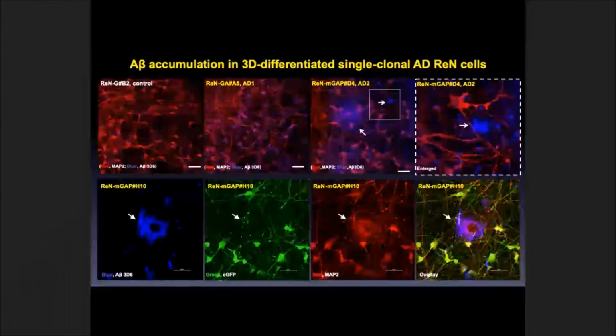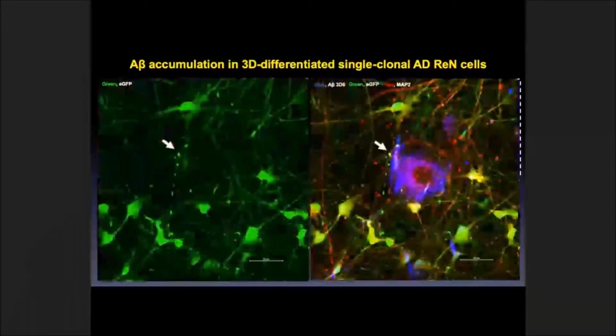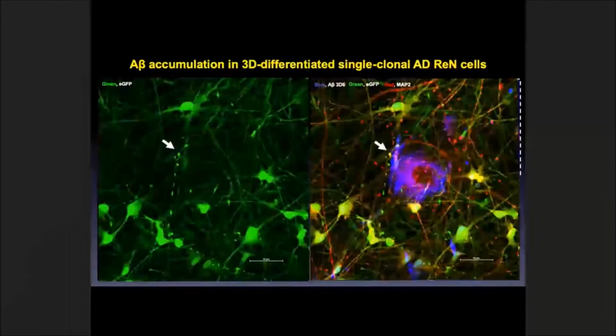aggregation, and this blue is A-beta aggregation, and this green is just GFP. And red is MAP2, and you can see this combination. So you can clearly see that in these neural networks, A-beta aggregation is generated.